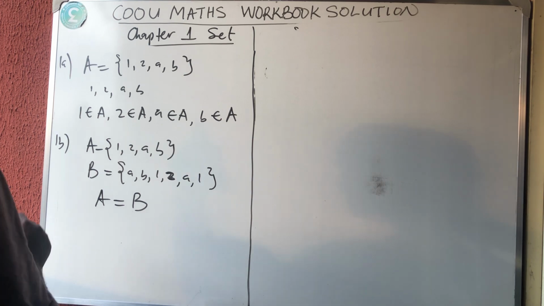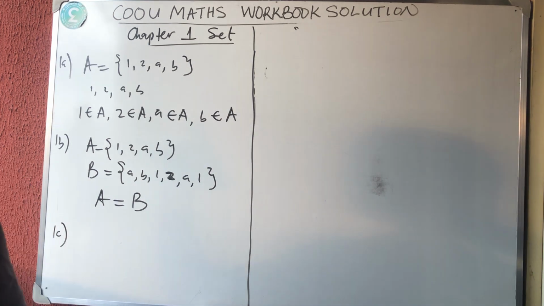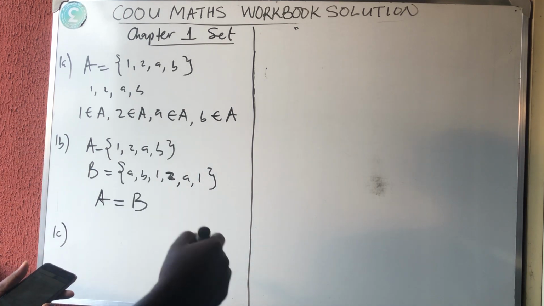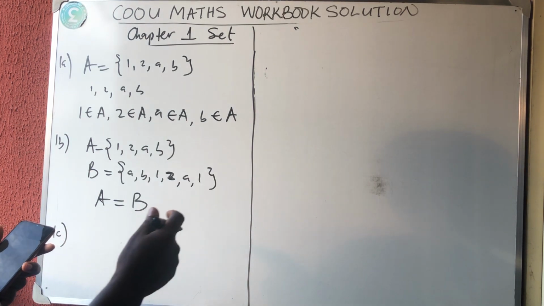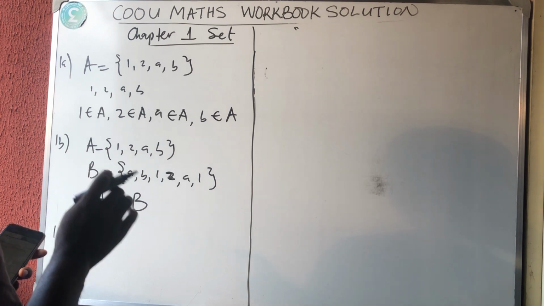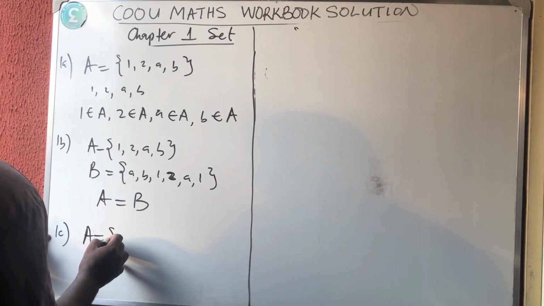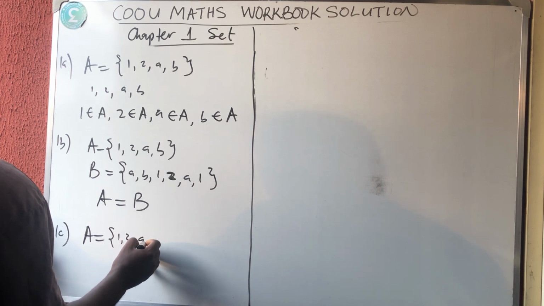So they are equal. So 1C said power of a set. Power of a set simply means the number of all the subsets in that set. You can watch my video on sets, I explain all these things. So what do I mean? If I have the same A, let's use the same A, which is set {1, 2, A, B}.